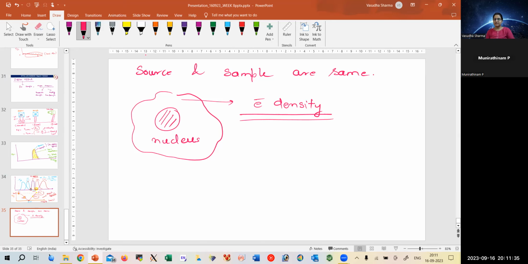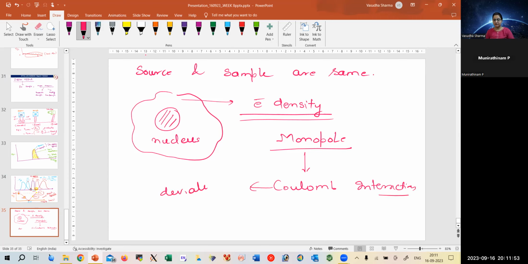That electron density, because it is surrounding the nucleus, creates a monopole, a single pole electron density, and that causes Coulomb interactions. Those Coulomb interactions cause a deviation in energy states, a change in the energy state. Whenever there is an interaction, as we saw in NMR, unless there was an external magnetic field there was no transition and no splitting of the energy states, but as soon as the magnetic field was given, there was a splitting of the energy state.